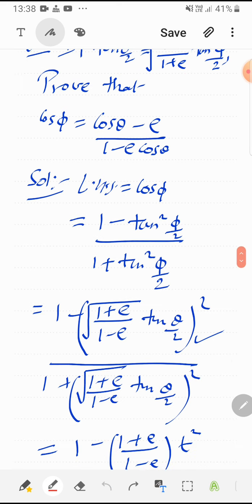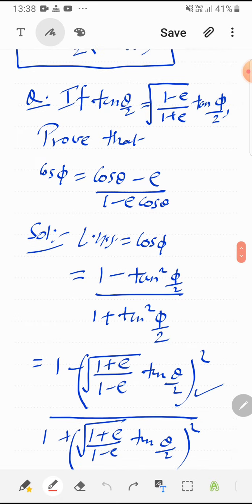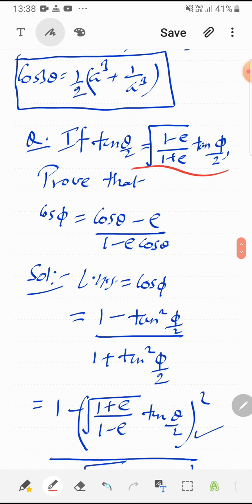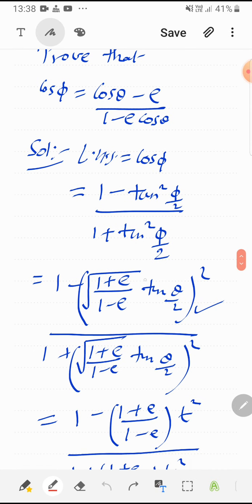So first step is cos phi. This is (1 minus tan square theta) upon (1 plus tan square theta), which means the angle will be halved. I am applying the formula of cos 2 theta, and now I am putting the value of tan phi by 2 from the given statement, like here. So this is under root of (1 plus e) upon (1 minus e) tan theta by 2.